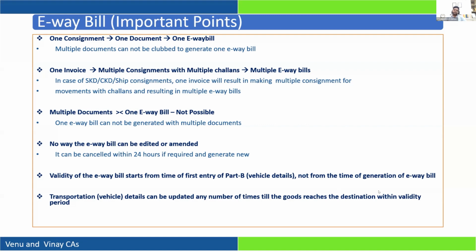So not from the time of generation of the e-way bill. That is, on filling the details in Part A, the validity will not start. So transportation details can be updated any number of times as long as the validity is there for the e-way bill. So you can update multiple vehicle numbers, that is, shifting of vehicle numbers.